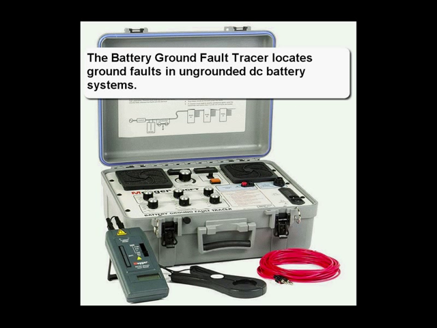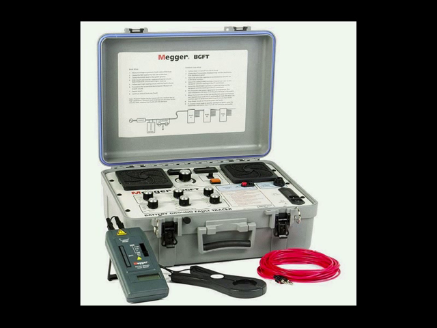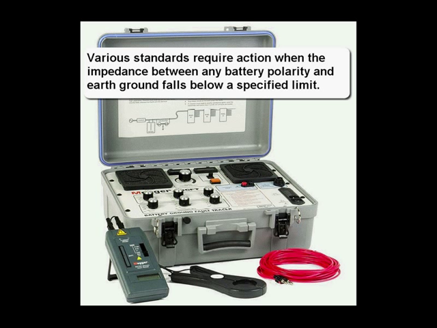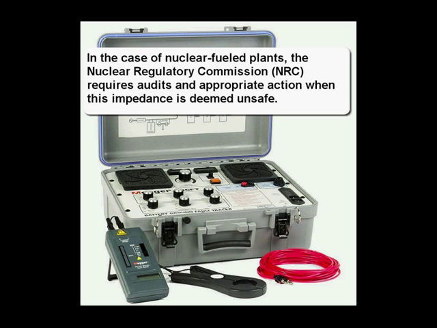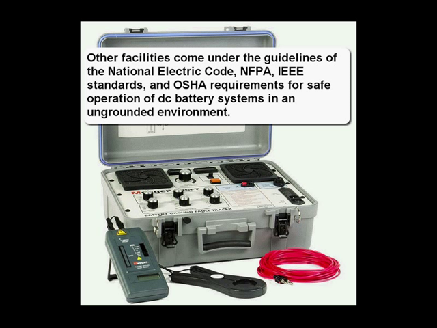The battery ground fault tracer locates ground faults in ungrounded DC battery systems. Various standards require action when the impedance between any battery polarity and earth ground falls below a specified limit. In the case of nuclear fuel plants, the Nuclear Regulatory Commission requires audits and appropriate action when this impedance is deemed unsafe.